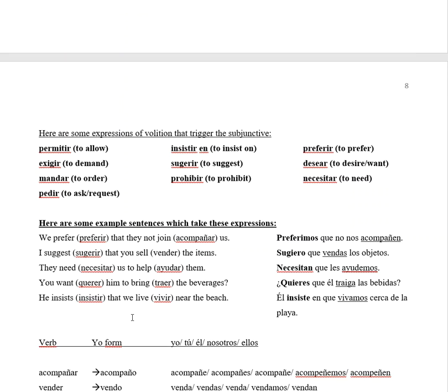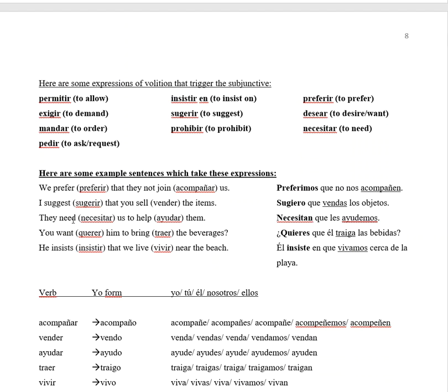Let's look at some example sentences with these expressions. Notice again that if you find these in verb 1, in the independent clause, you're going to have to use the subjunctive in verb 2, which is the verb in the dependent clause. Again, the subjunctive is used over here in the dependent clause. We prefer that they not join us. Preferimos que no nos acompañen.